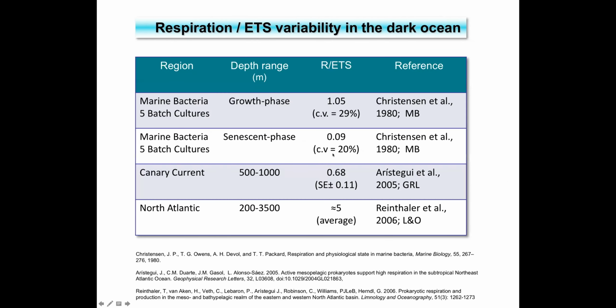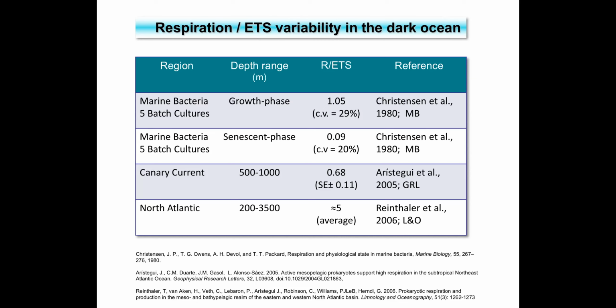And I want to go back to this paper, which I love. It's a paper from Christensen and Parker, also from 1980, where they cultured batch bacteria cultures, adding an organic substrate during two different phases: the growth phase, when they have a lot of substrate, and the senescent phase, when the substrate was depleted and there was no organic matter. And you can see that during the growth phase, the R/ETS was matching completely. So it was almost 1. But in the senescent phase, the respiration dropped down completely, while the ETS, the enzymatic activity, remained pretty constant, at least for a while, for some days. So that means that the R/ETS dropped down an order of magnitude.